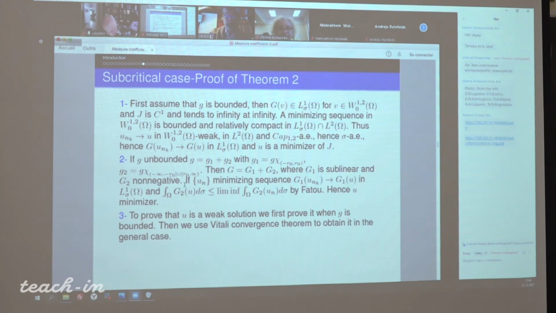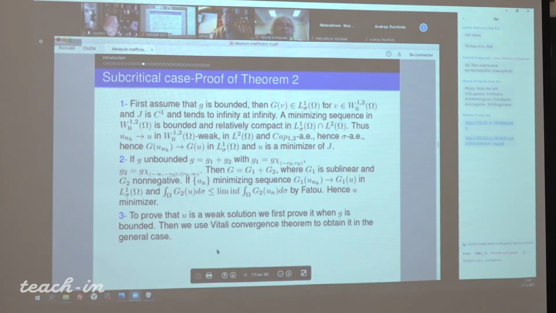Now, if U_n is a minimizing sequence of the corresponding functional J, then J1 of U_n converges to J1 of U in L1 of sigma, because of the same reason as above. And now for J2 of sigma, we use just Fatou, where the integral of J2 of U is less or equal to the limit of the integral of J2 of U_n d sigma. So that means that U is a minimizer.